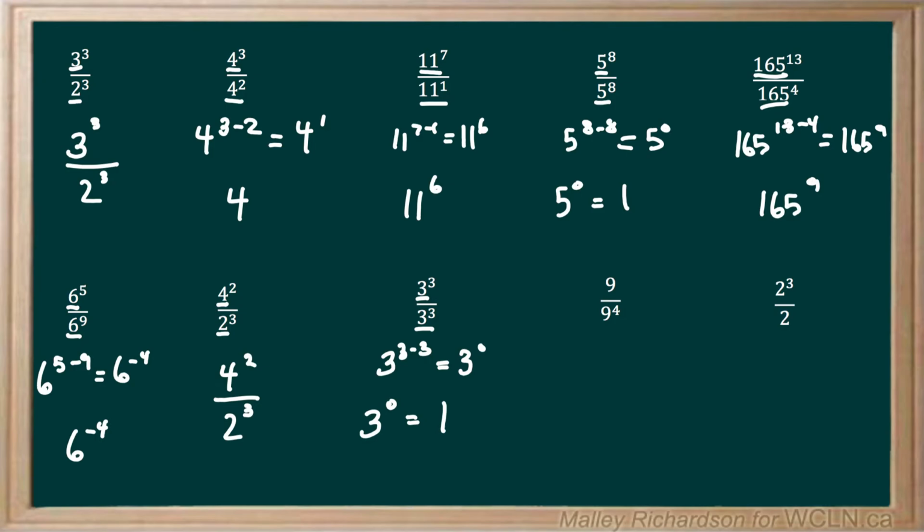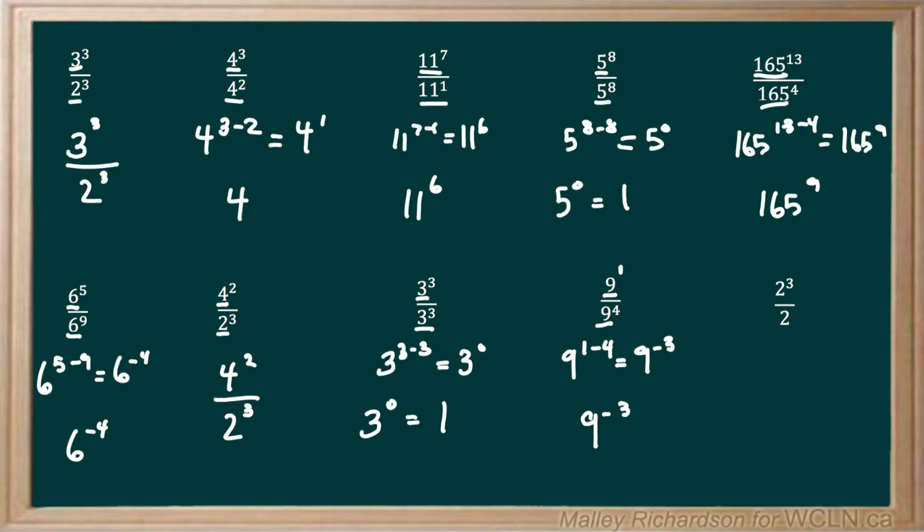Our next question is 9 over 9 to the power of 4. Now this 9 has no exponent up top, so we can automatically say the exponent is 1. The numerator and the denominator have the same base, so now we can just subtract the exponents. So we have 9 to the power of 1 minus 4. Well, 1 minus 4 is negative 3, so our exponent is negative 3, and our final answer is 9 to the power of negative 3.